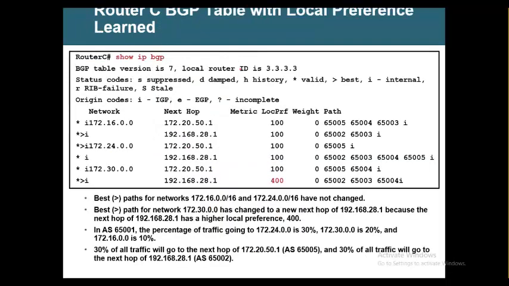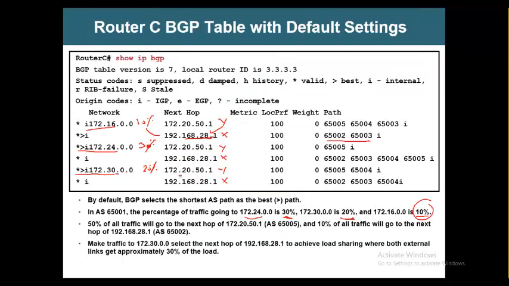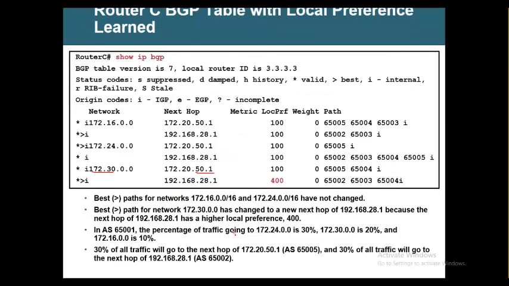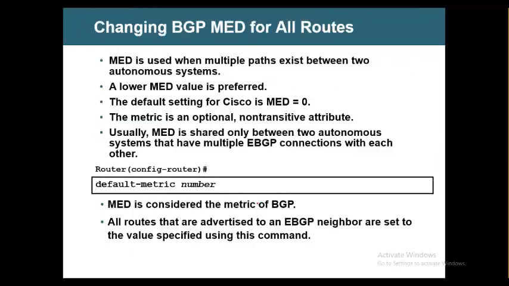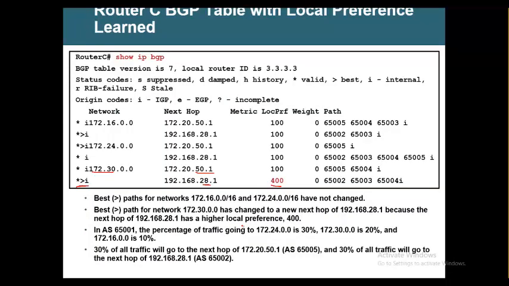After doing that, you can see earlier 172.30 was going via 50.1. Via 50.1, the 20% now shifted to 28.1. Yeah, that's it. This is just one small case study.